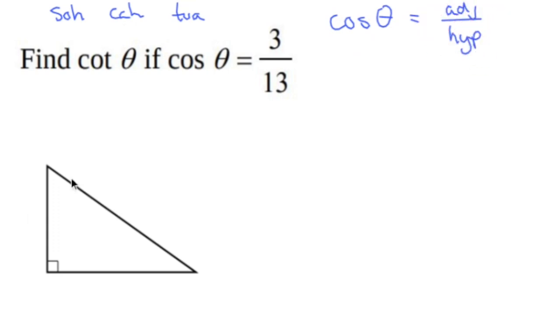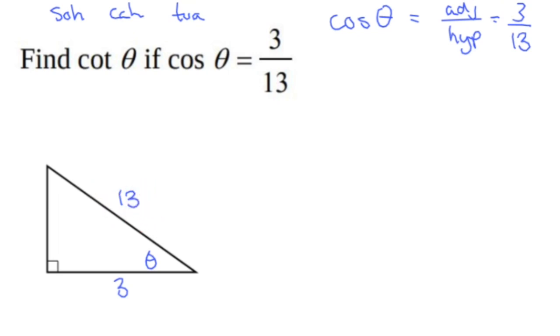Now, if you're looking at this and you're like, well, which one of these is going to be theta? It doesn't matter at all. We're just drawing pictures. So if my adjacent is going to be 3 and my hypotenuse is going to be 13, I can put this as my 3. I can put that as my 13.